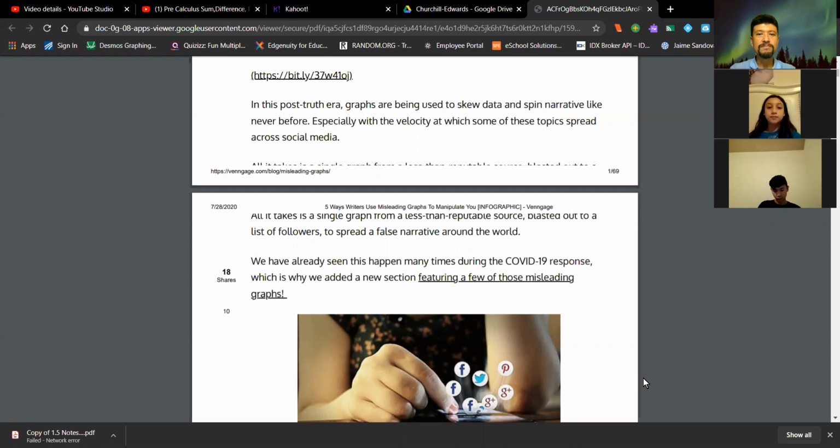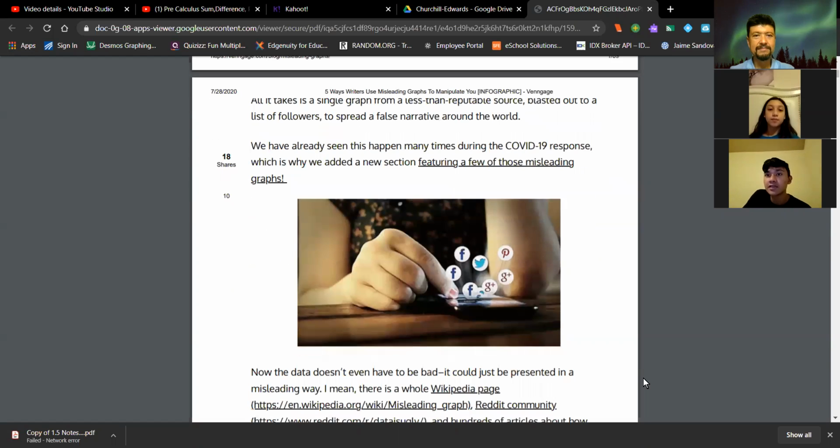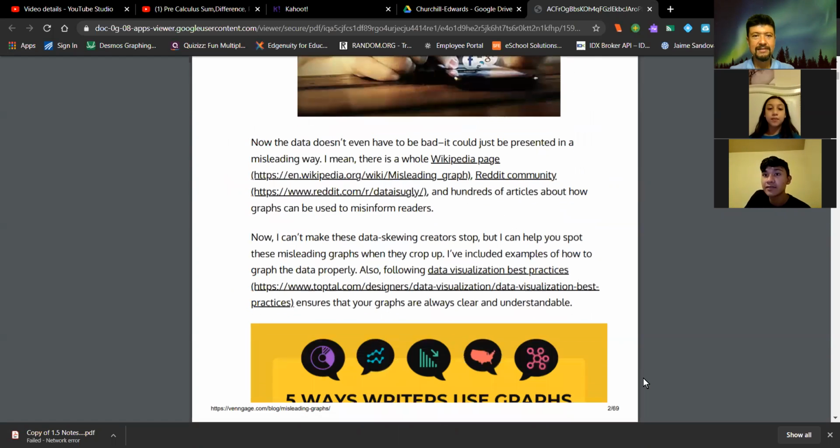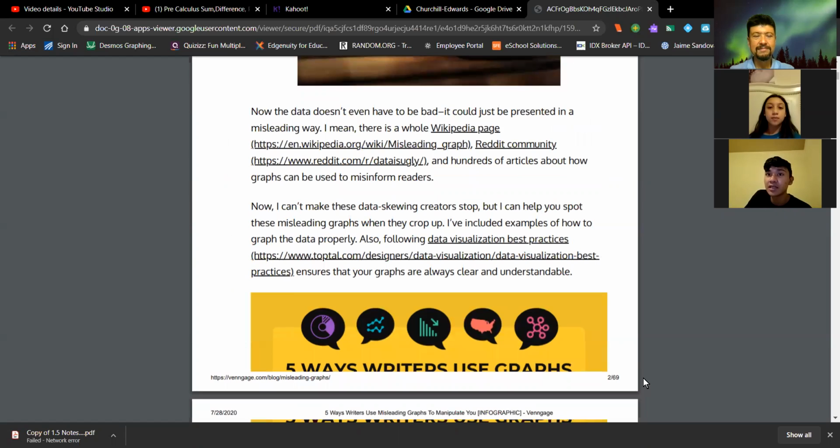Okay. So Marcus, read the next paragraph right here. It says, all it takes is a single graph from a less than reputable source blasted out to a list of followers to spread a false narrative around the world. We have already seen this happen many times during the COVID response, which is why we added a new section featuring a few of those misleading graphs. Now, the data doesn't even have to be bad. It could just be presented in a misleading way.